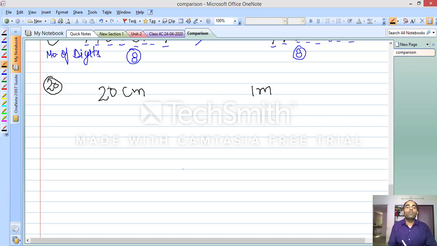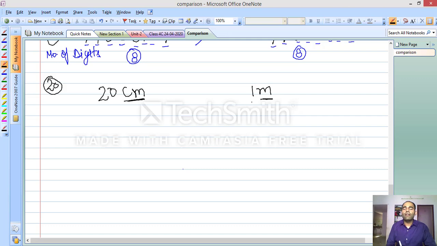First of all, you need to learn that here we can't compare the numbers because the units are different. Here is centimeter, here is meter. You need to learn this thing. When you want to compare something, they should have the same unit. Either both of them should be meter or both of them should be centimeter.